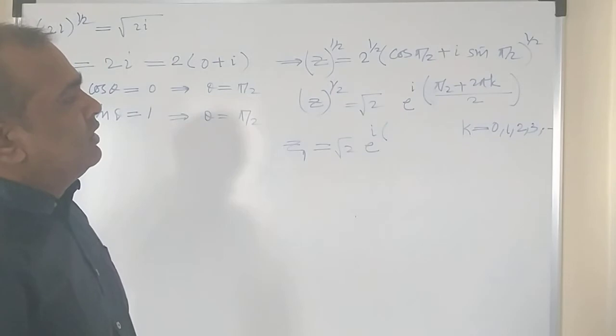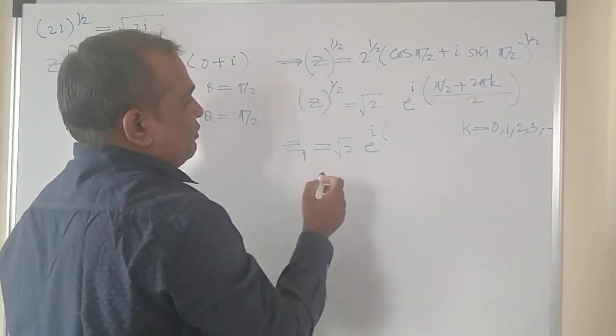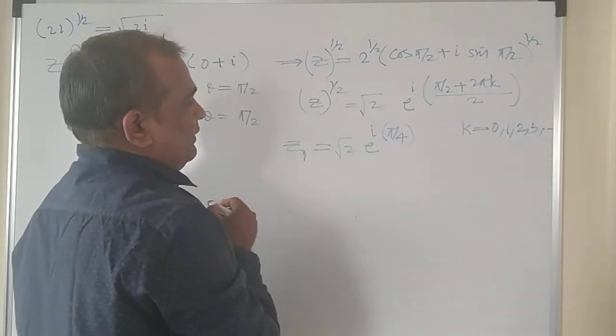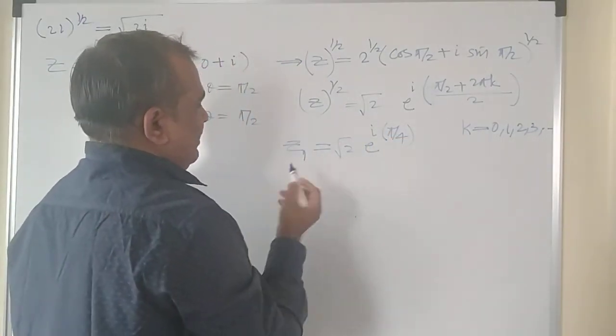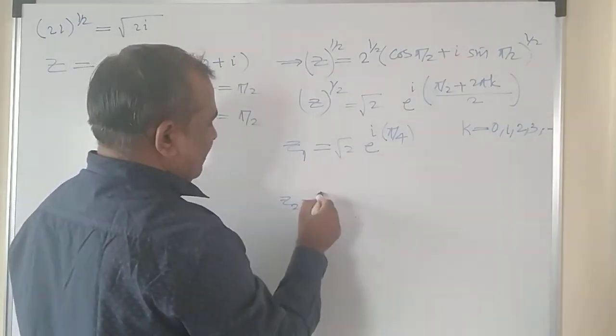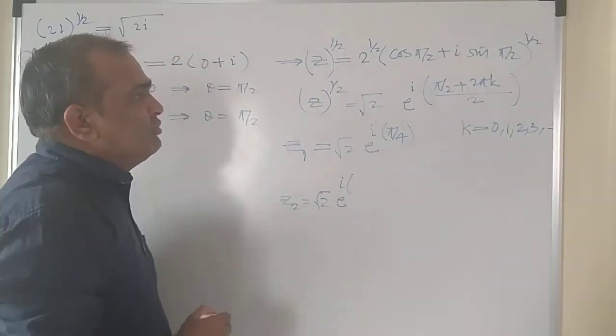That means first value k is equal to 0. So for the first case, you will get pi by 4 only. Isn't it? Right. Let us calculate the second root. So while calculating the second root, now you can put the value of k equal to 1.